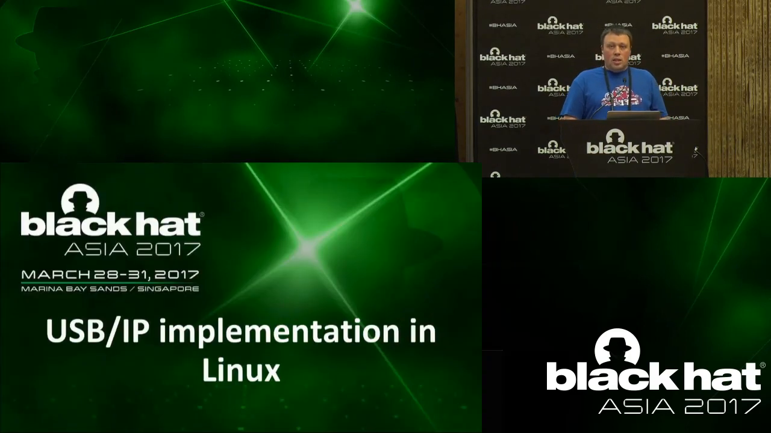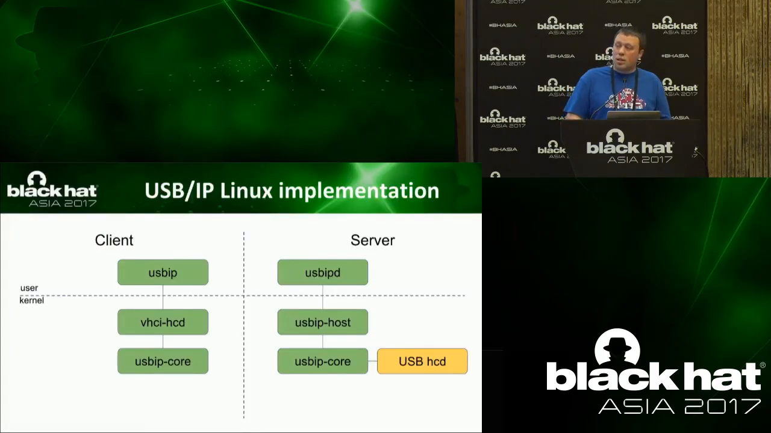Particularly in Linux, here are the components which implement USBIP. We see client and server there. The components are represented in green. On the server side, you see a user space daemon, which is called usbipd, and it communicates with two kernel modules. They're called usbip-host and usbip-core.